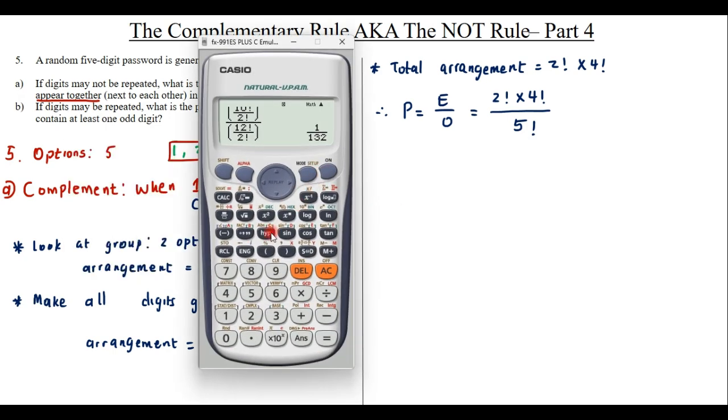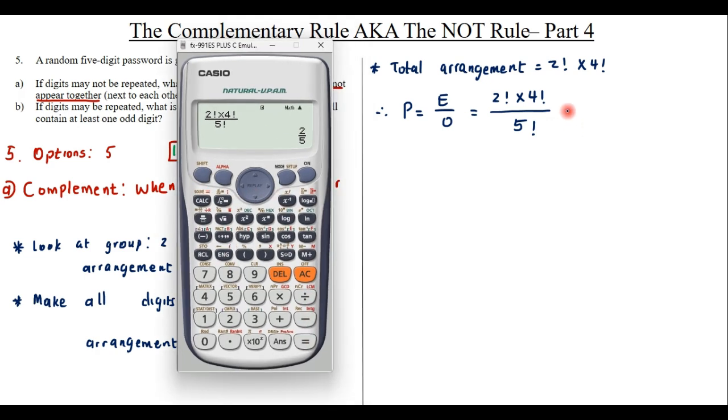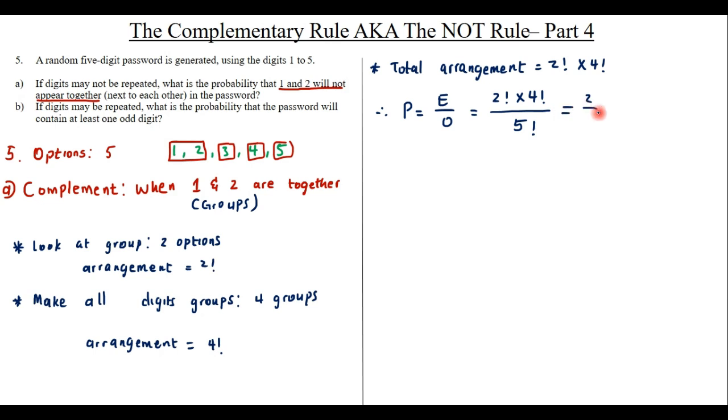So if I'm going to my calculator, I'll have 2 factorial multiplied by 4 factorial, divided by 5 factorial, and then that will be my answer. So this is the probability that I get when these two digits are together. Now the question didn't ask that though. The question asked what will be the probability if they're not together.